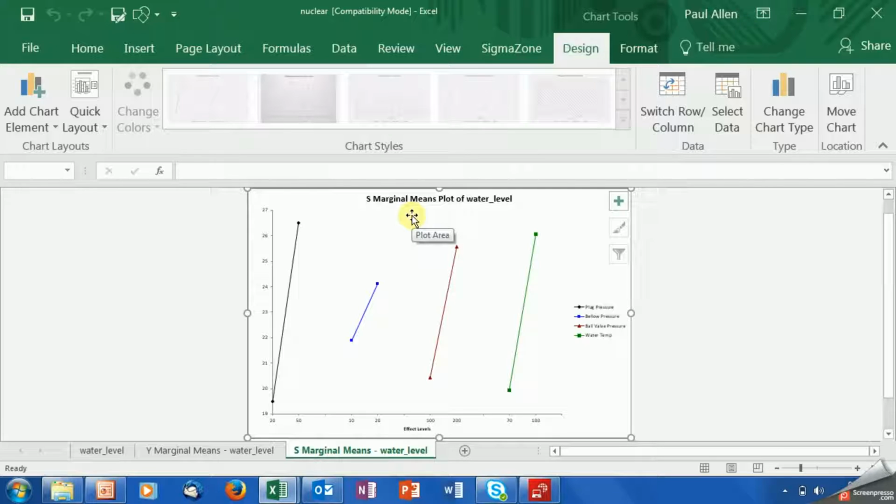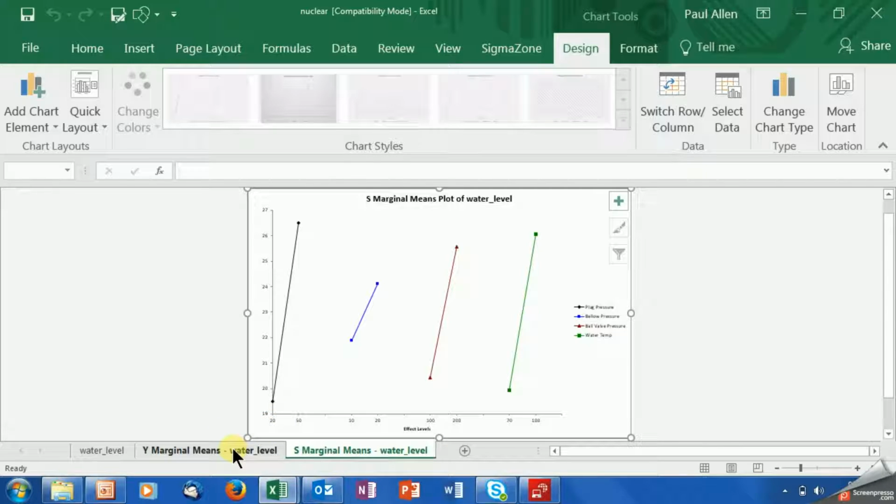the S marginal means. Now, the first thing I'm going to do here is look for the biggest signal, and then I'm going to set it to minimize standard deviation. So in this case, here we have the big signal on the end, plug pressure, and the best place for plug pressure is down at 20. And that's a decision now that I'm going to write down. I'm going to go for that.